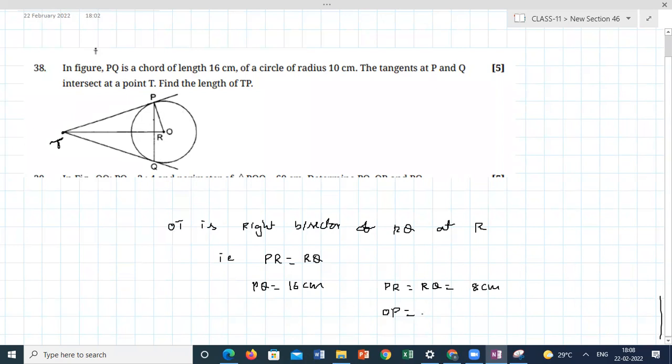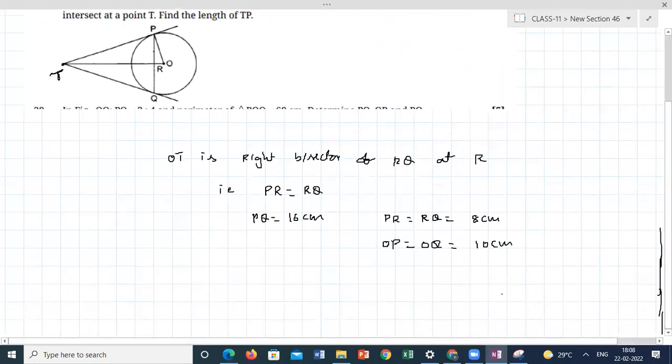And OP is the radius which is equal to OQ, that is 10 centimeter. So these are the data I'm having. With the help of that, we can calculate the OR. We will calculate OR later, but we need the TP value. He's asking the length of the tangents. We know, if I am applying the right angle triangle Pythagoras theorem for OTP, OT square is equal to TP square plus OP square.